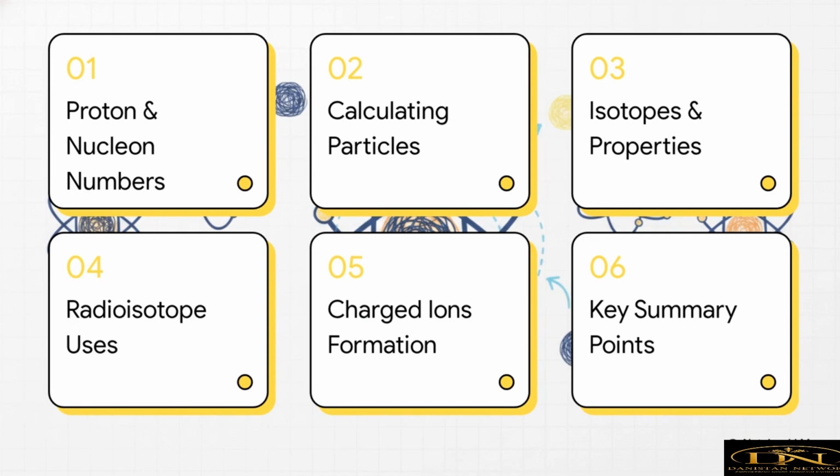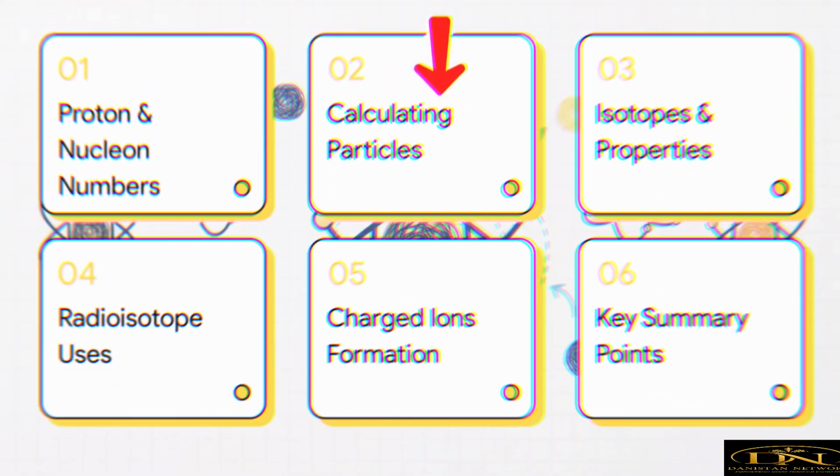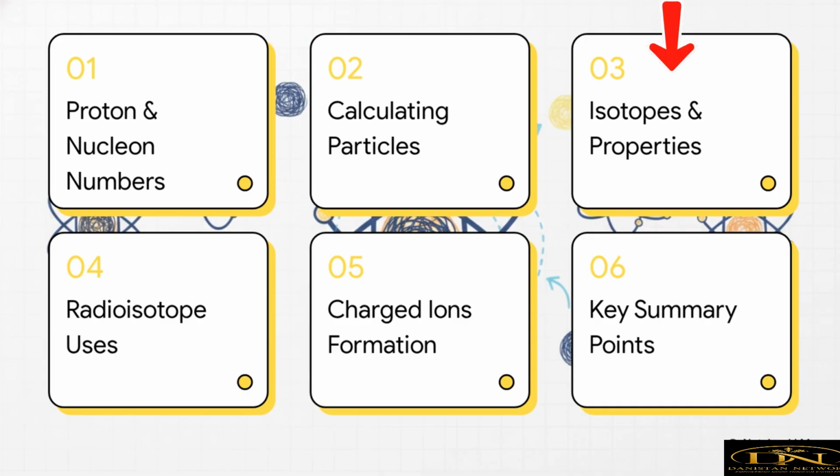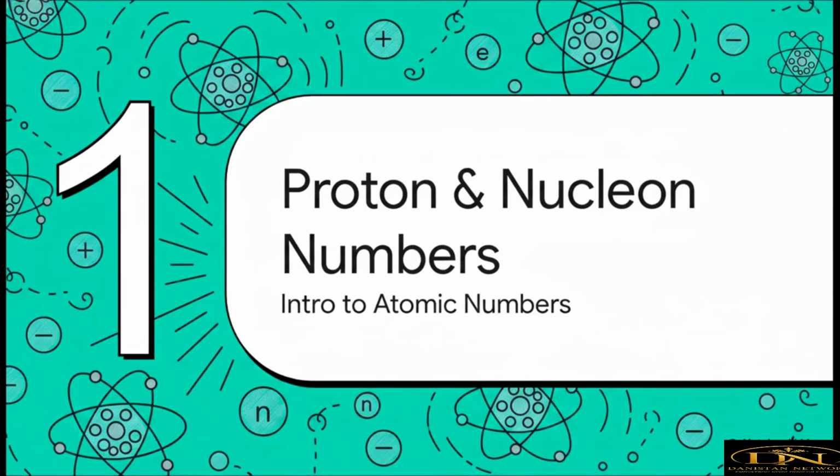So, here's our agenda for this explainer. We'll start with proton and nucleon numbers, move into calculating subatomic particles, and then explore isotopes and their properties. After that, we'll look at the applications of radioisotopes, the formation of charged ions, and wrap it all up with some key summary points. All right, Section 1, Proton and Nucleon Numbers.